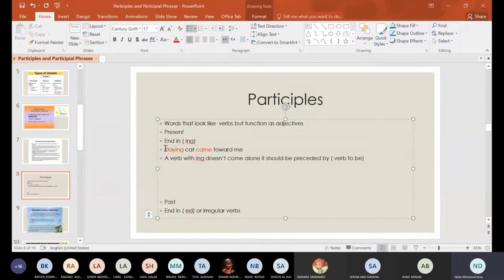Okay, it means that, what is not a verb? Playing or came? Playing is not a verb, teacher. Came is a verb. The cat came towards me. What is playing here? Playing is an adjective to cat. So playing is not a verb. It's an adjective.